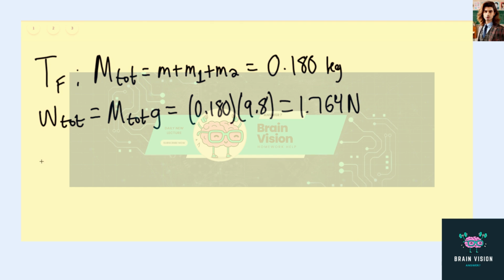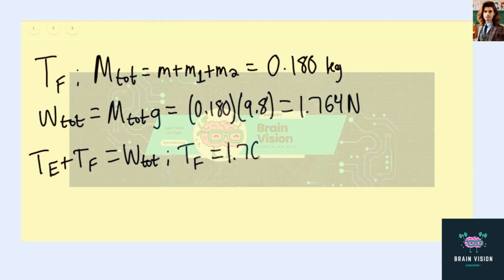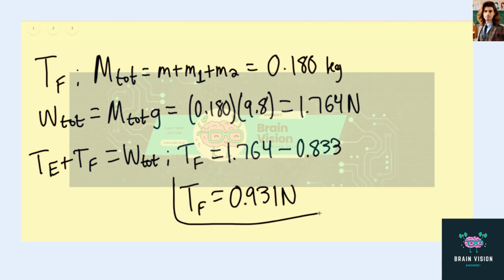So to find T sub F, we know that T sub E plus T sub F equals the weight total. So T sub F would be equal to the weight total, 1.764 minus 0.833. And we find that T sub F is going to be equal to 0.931 newtons. So this would be your answer for T sub F. That is the end of the solution.